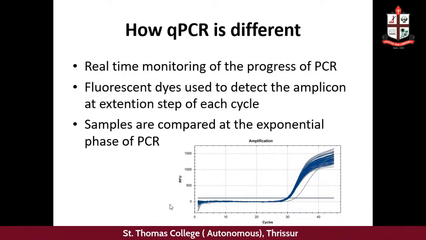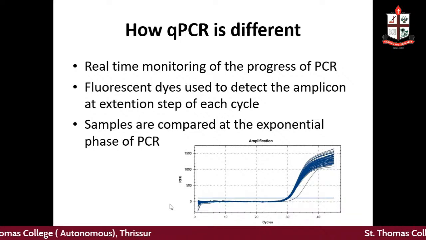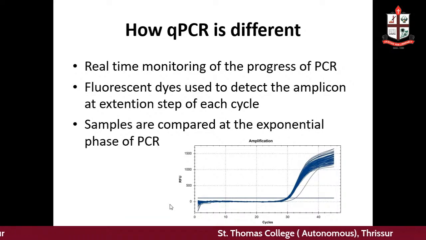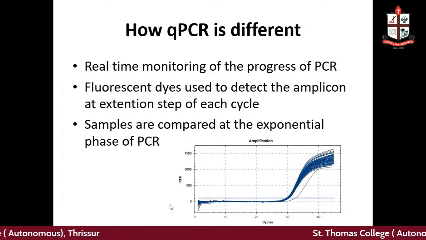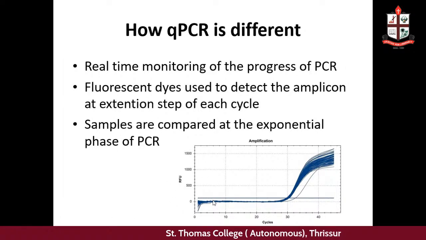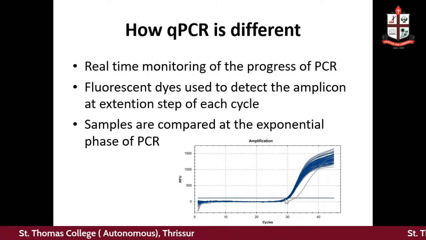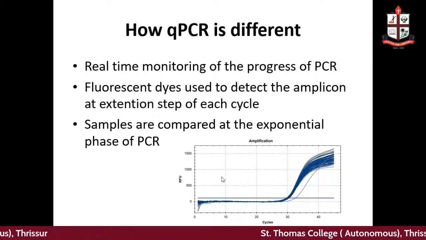This fluorescent data is collected at the extension step. As I said earlier, PCR has 3 steps: denaturation, annealing, and extension. Just like that, real-time PCR also has these 3 steps, and the fluorescent data is collected during the extension step of each cycle, and then that is being plotted here. And here the samples are compared at the exponential phase. I will explain that in detail later.